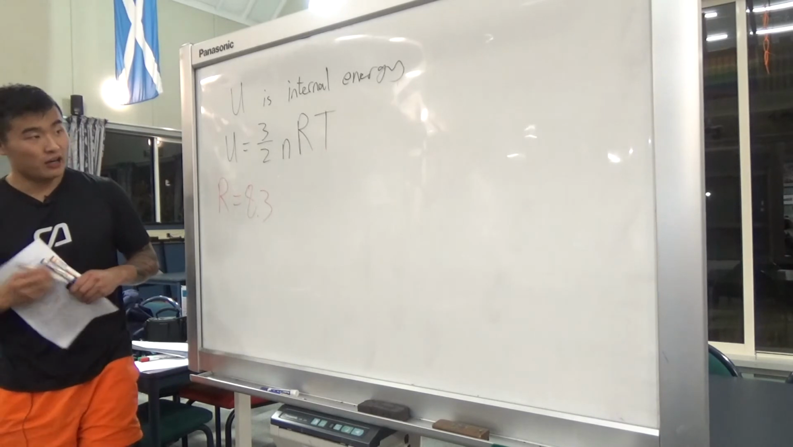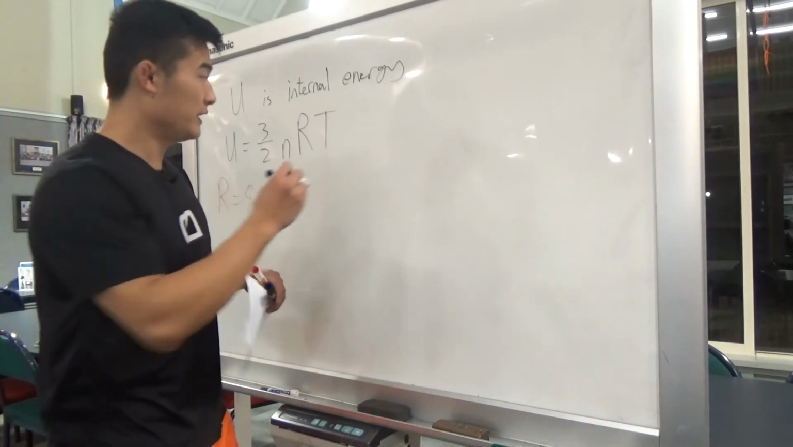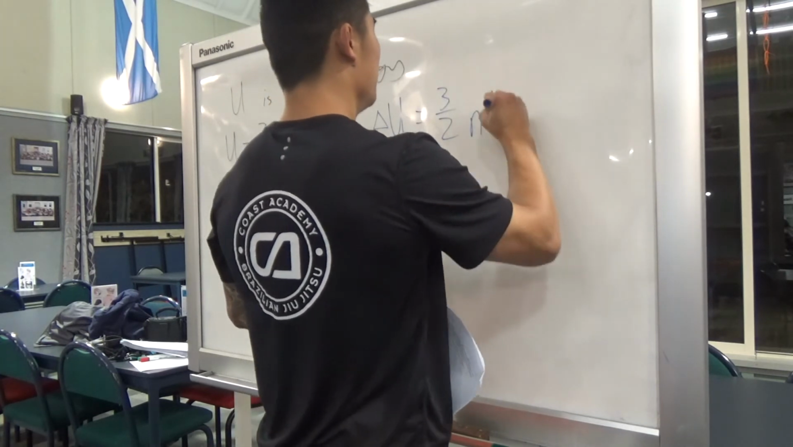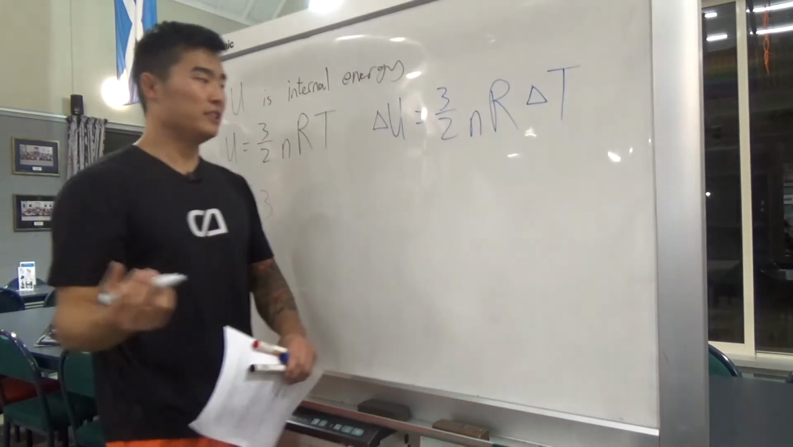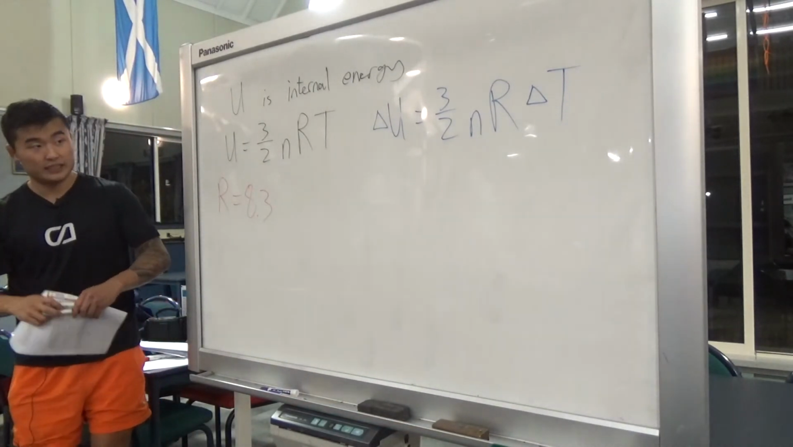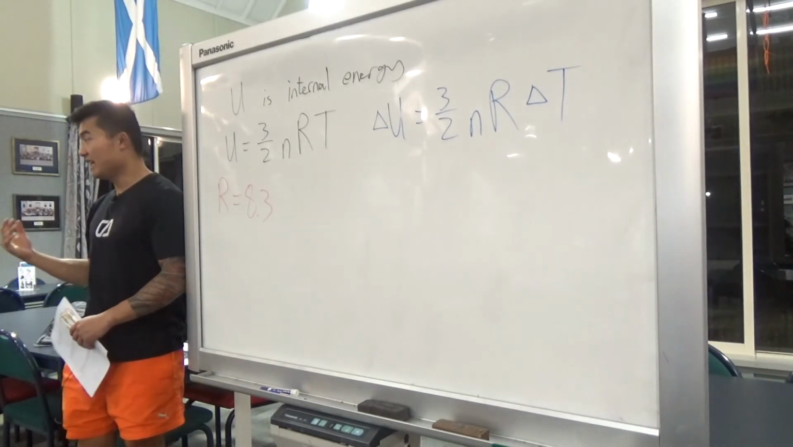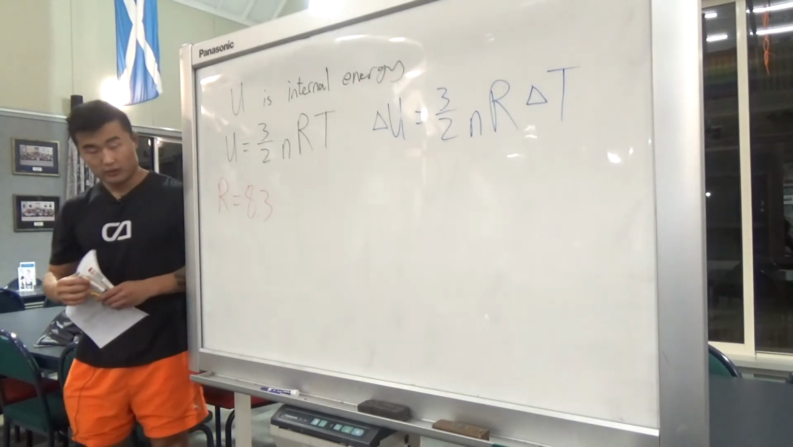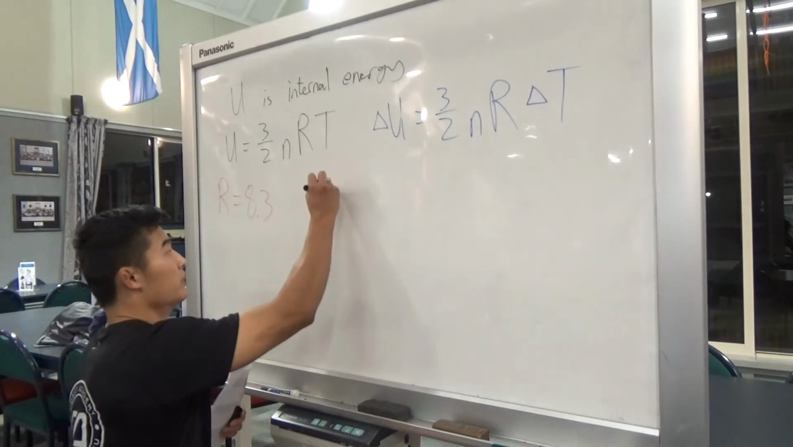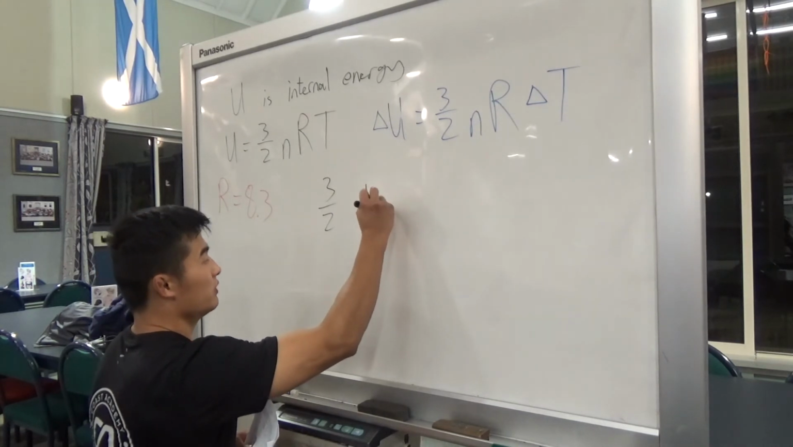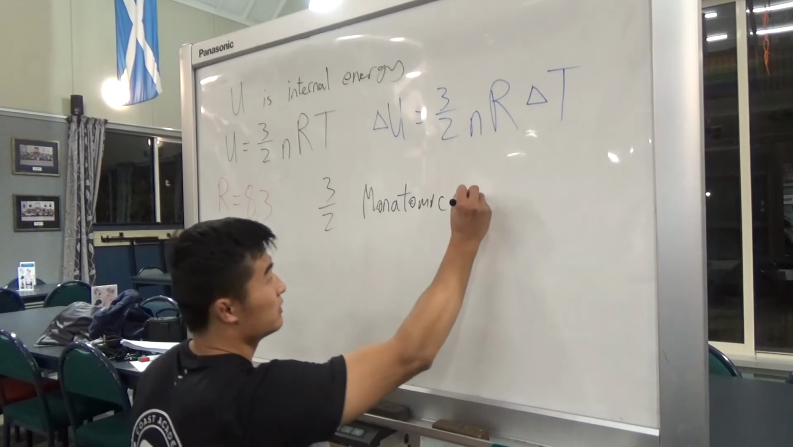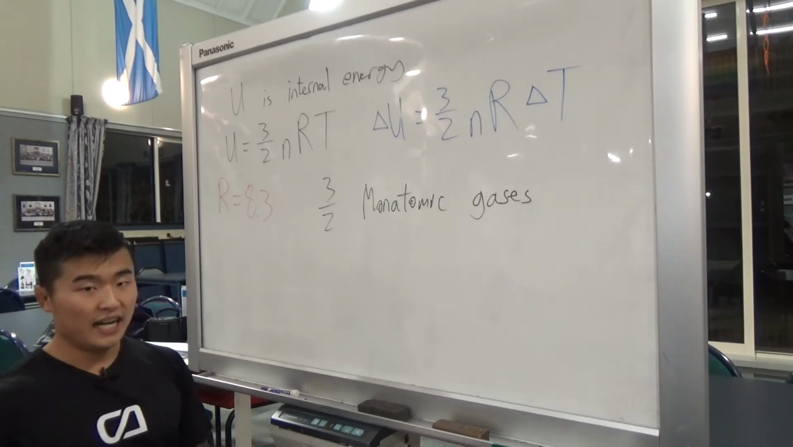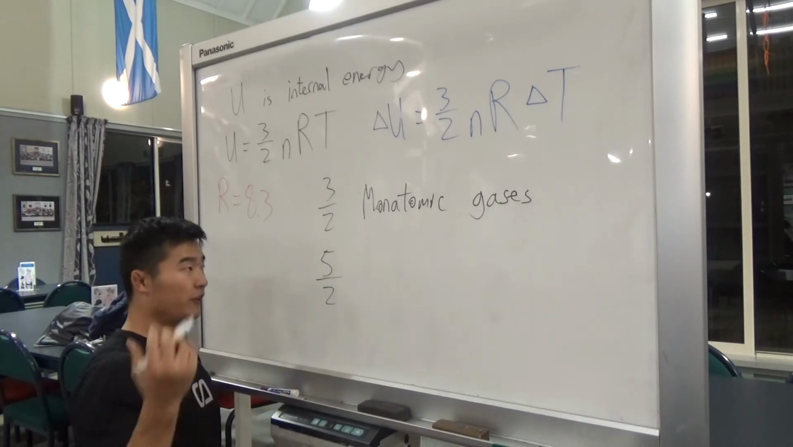We can now just add delta to it. So now we can say that the change in internal energy is equal to 3/2 times N times R times the change in temperature. That's the same equation, but now we're looking at the change in energy, which is correlated to the change in temperature. One thing I need to point out is that this 3/2 is for monatomic gases. For monatomic gases, you're going to use 3/2, whereas if it's a diatomic gas, you're going to use 5/2.